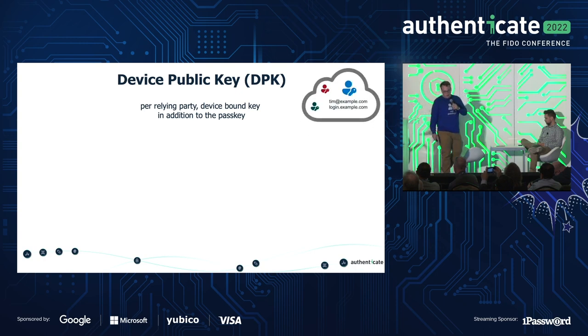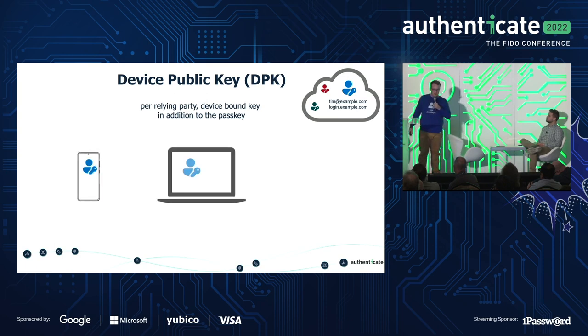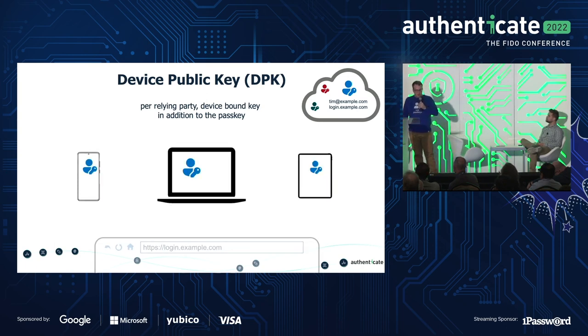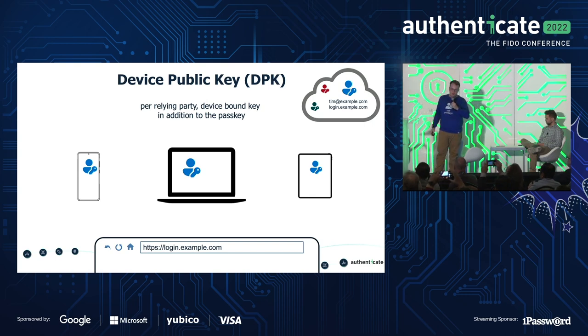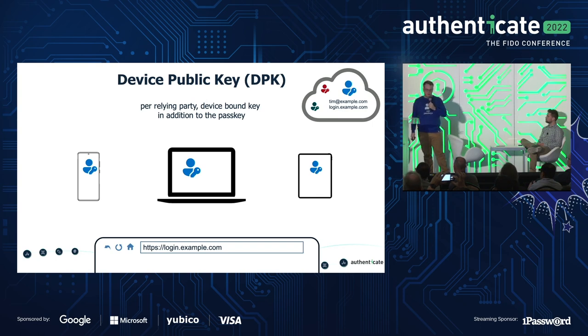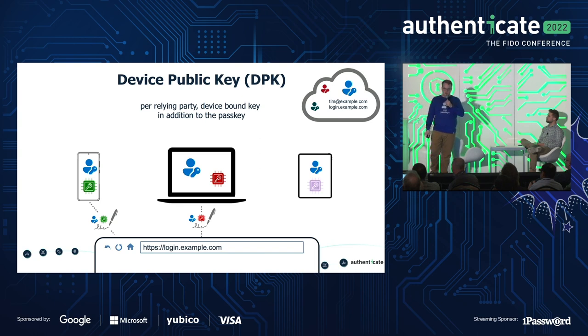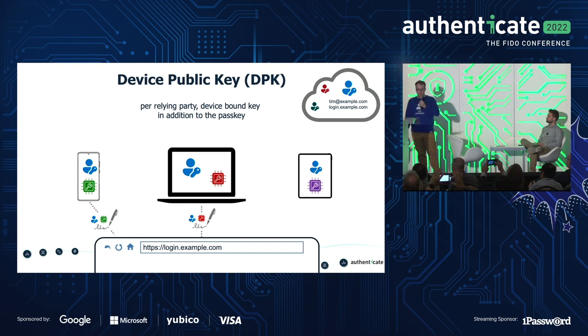So a quick visual of what this would look like, right? I have a credential in the cloud, tim@example.com. It syncs down to all my devices: laptop, tablet, phone. And I go to login.example.com. Login.example.com would request this DPK. Essentially the RP opts into it. And at that point, if the platform supports it, they will generate a device public key on that device and send it with, essentially, two signatures. You get a signature from the passkey and a signature from the DPK. And the same thing would happen across all of these devices. You'll notice the blue key is the same, but the green, red, and purple keys are different per device.